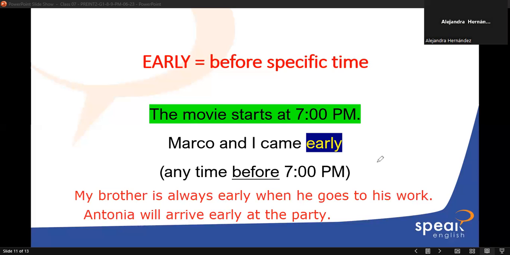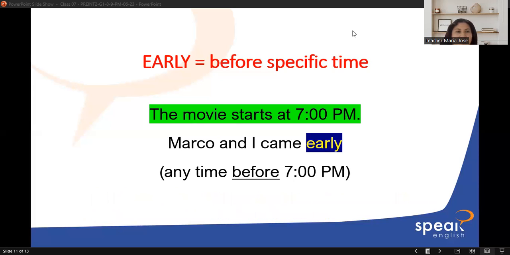All right, let's see another example. Leti? My sister always comes home early. Okay, that's a good one. And Julio? In general, I wake up at 5:30, but today I wake up early. Ah, okay, excellent. Very good. So we got the idea. Let's continue.